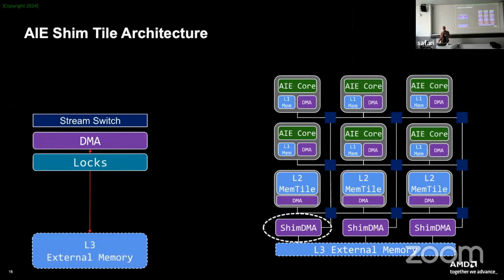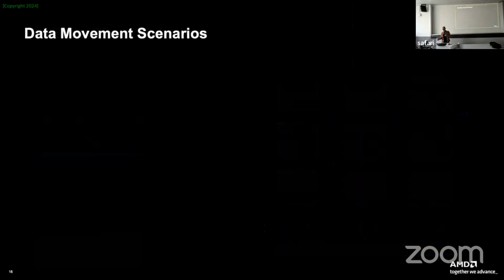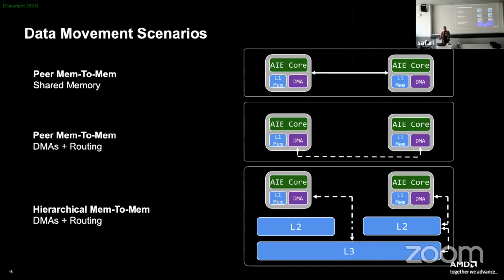And then the final tile that I want to point out is the one that gives you access to the external memory, which is our shim DMA tile. This infrastructure allows you to implement different types of data movement patterns. I already highlighted at the beginning what you see on the top, which is a direct communication you can have between physically neighboring tiles. But if they are further away, they can also talk to each other, but then they have to go over the DMA AXI stream interconnect connection.